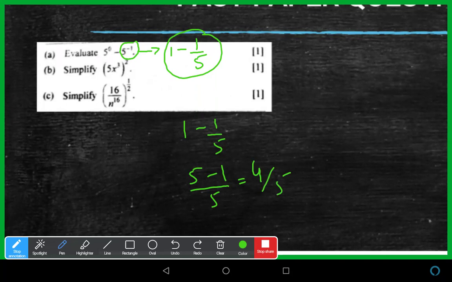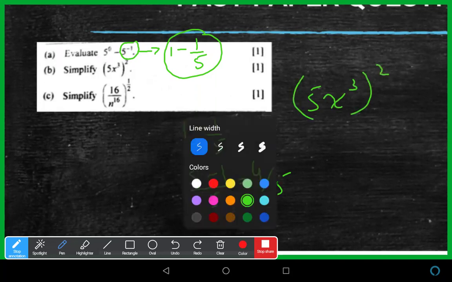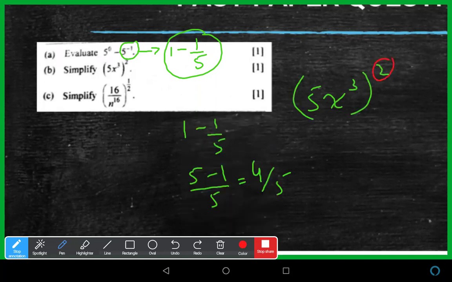So we have 3 parts. Part A is done. Now part B. Part B is (5x cubed) whole power 2. When there is a whole power on a bracket, remember this power will apply to all the elements in the bracket. So we have two elements: one is x cubed and the second is 5. So we have to give this power to 5 and x cubed as well.